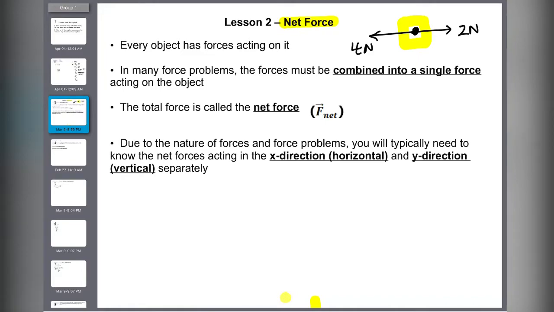And don't forget that we're going to highlight this. Net force is a vector quantity.